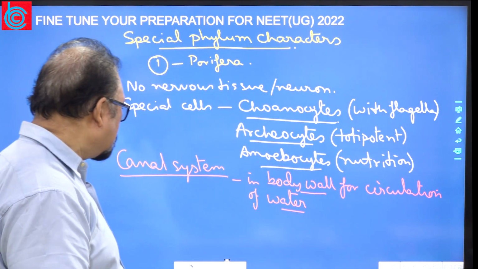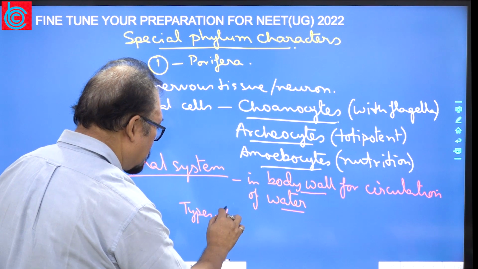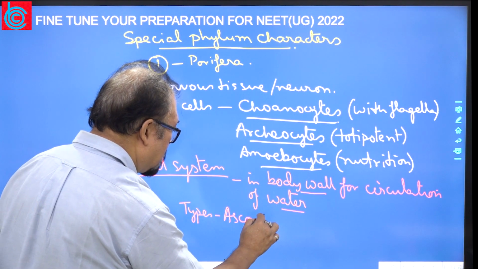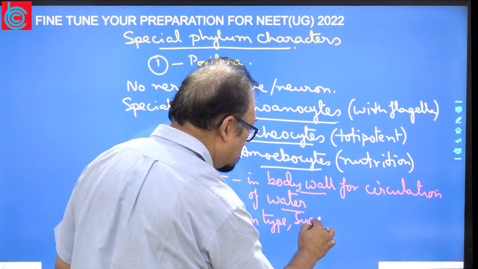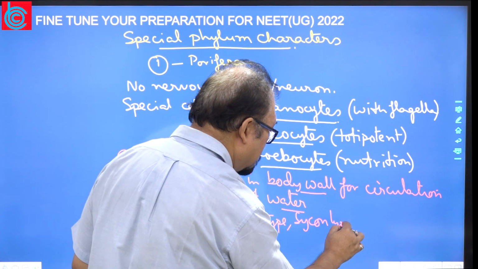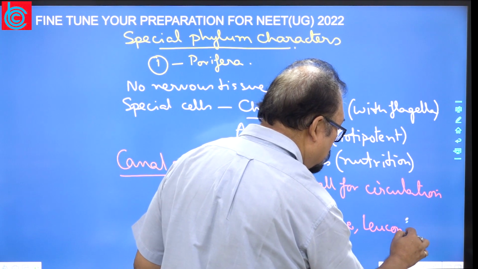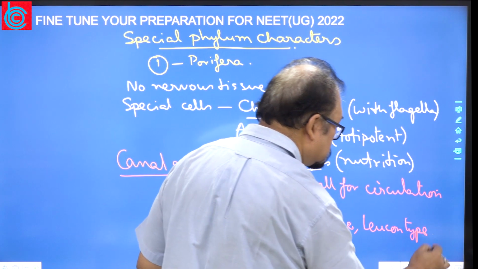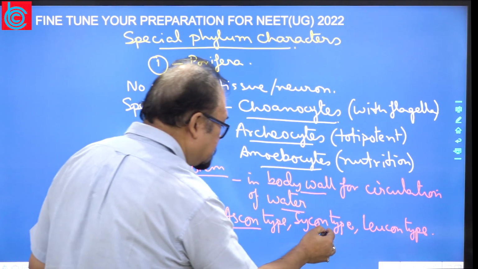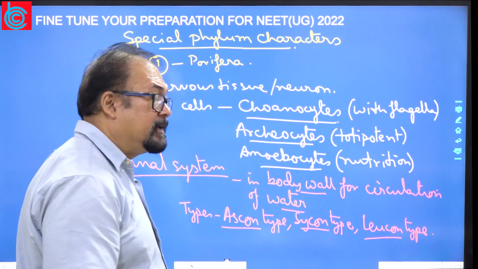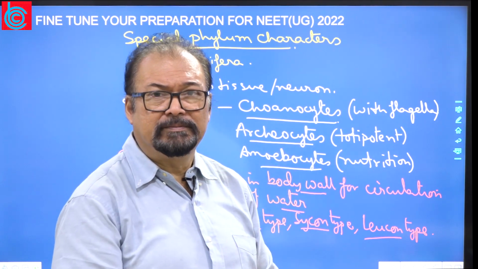So what are the types of the canal systems? Types: Ascon type, Sycon type, and Leucon type. Just the names, Ascon type, Sycon type, and the Leucon type. They're the names of canal systems present inside the body wall of the sponge body.